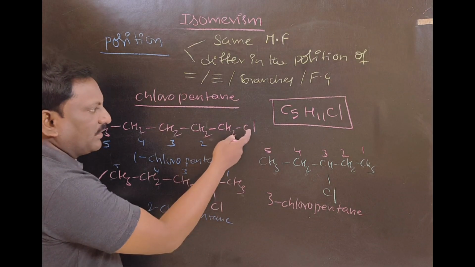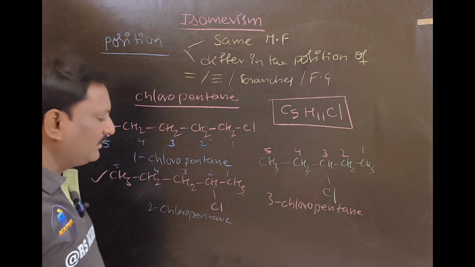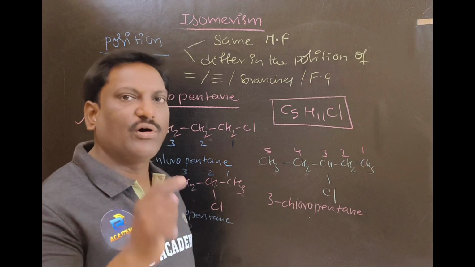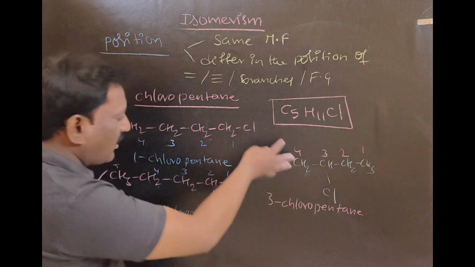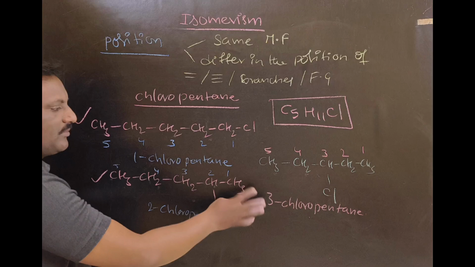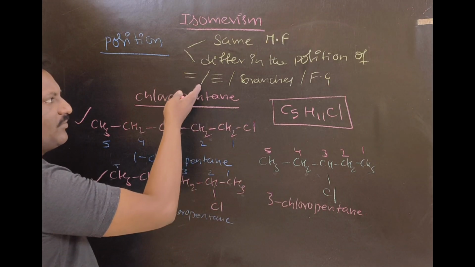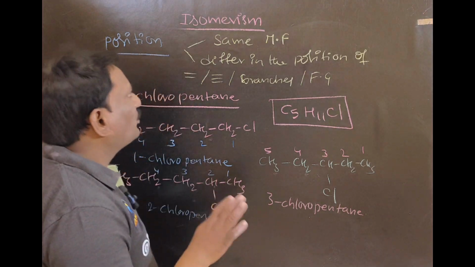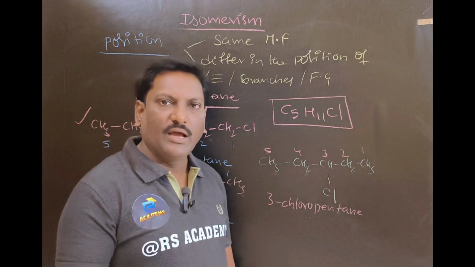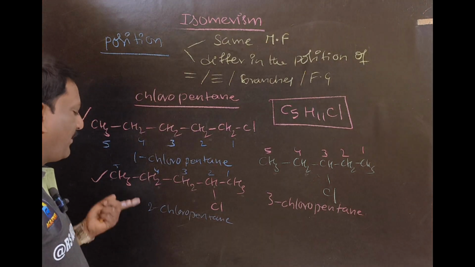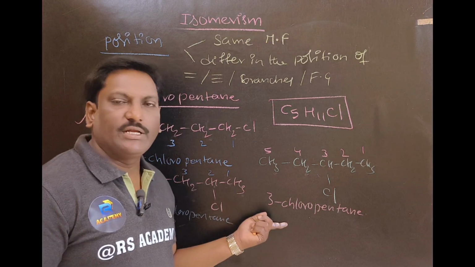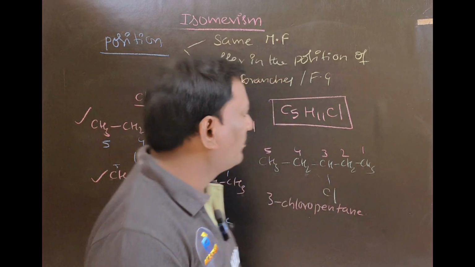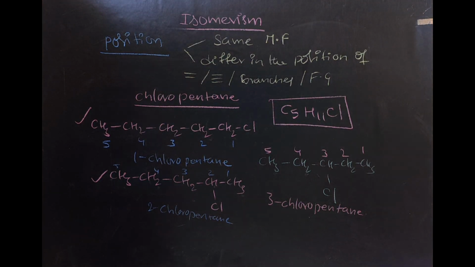Position of the chlorine. Here chlorine is at the first carbon. In this structure chlorine is at the second carbon. In this structure chlorine is at the third carbon. So those compounds having the same chemical formula but differing in their position of the double bond or triple bond, branches or substituents or functional group are called positional isomerism. So 1-chloropentane, 2-chloropentane and 3-chloropentane are considered positional isomers. Okay. So let us take one more example.